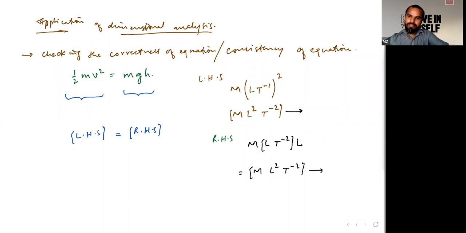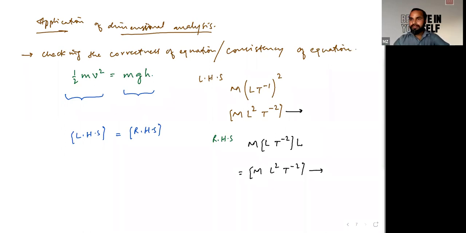Rishan, just check whether they are equal on the left hand side and right hand side. So these two dimensions are equal, so we can say this particular equation is dimensionally correct. Okay, so just remember one thing.